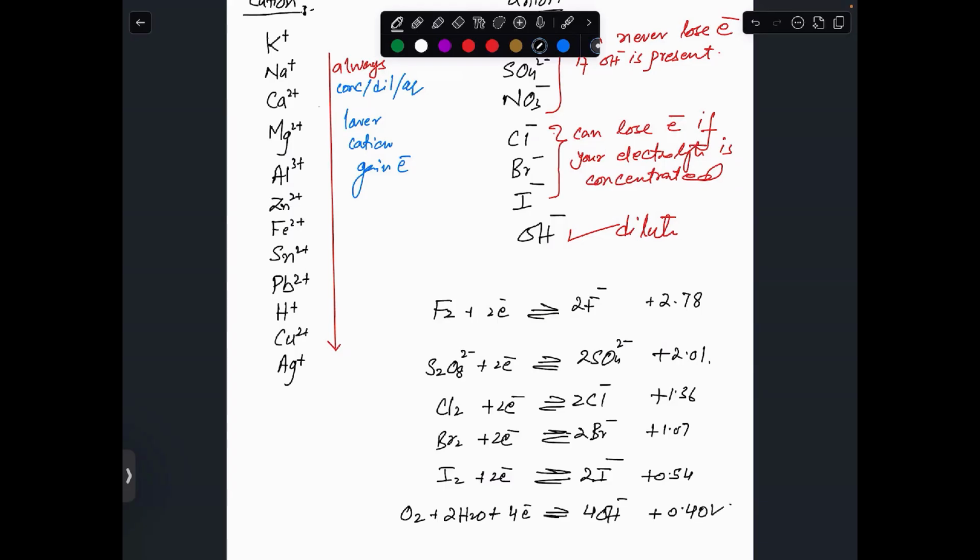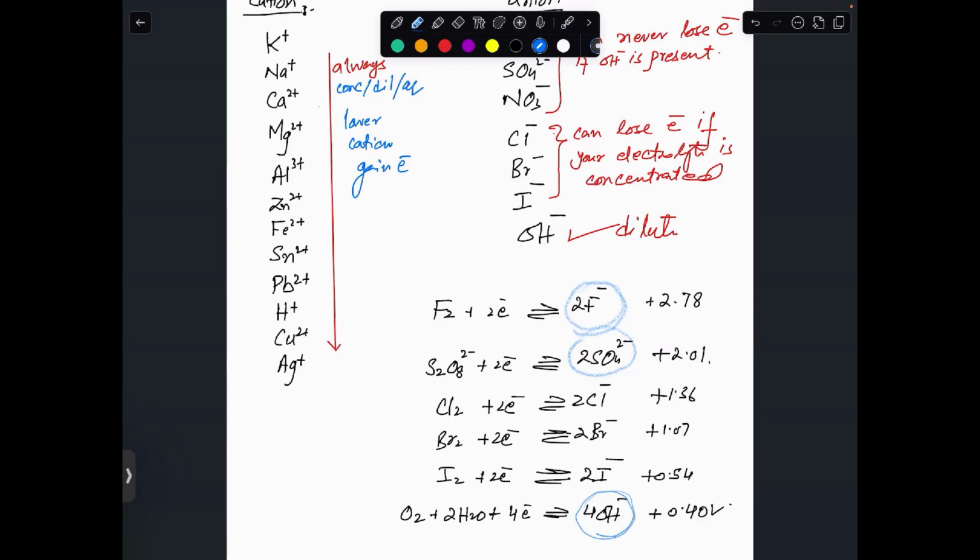0.40 volt. Now listen. If you have fluoride, you have sulfate, and you have OH, which one is going to lose electron? Definitely OH, the one that is lower. The one that is lower, having lower E0, will lose electron.